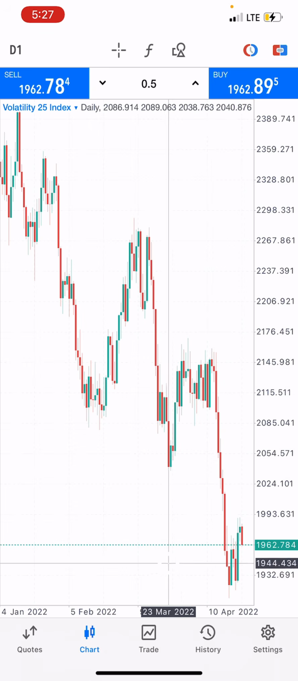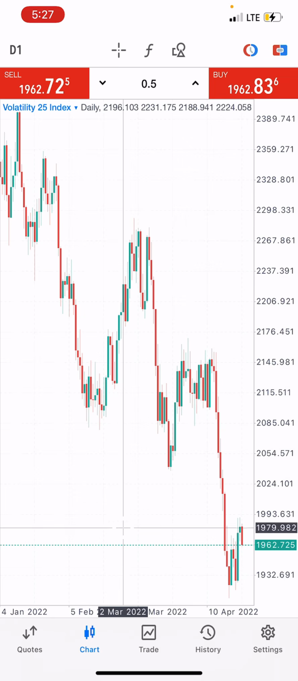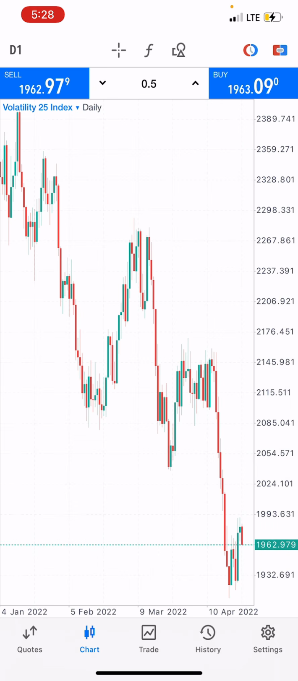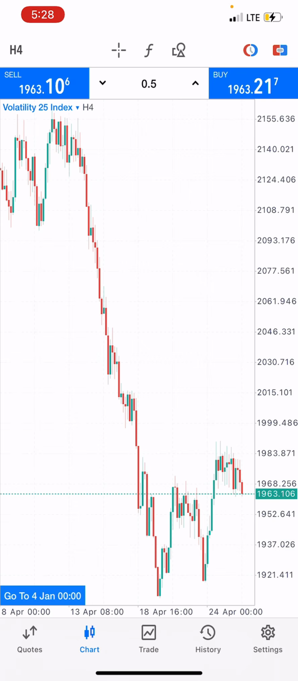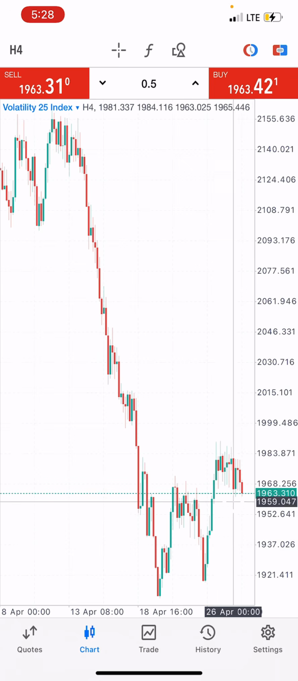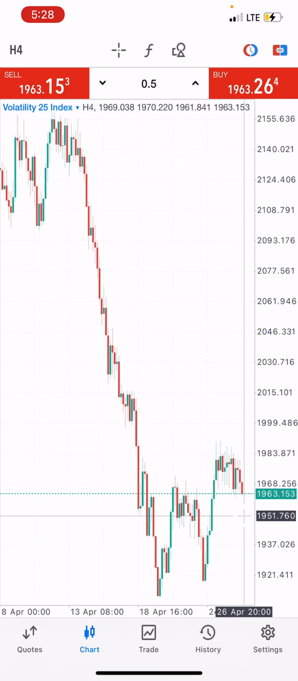Okay, let's get to business, guys. Look, this is selling from the daily time frame. I just want to show you a chart pattern that will be very important for you. Now this is 4-hour time frame. If you look at it, you expect that the market will sell.